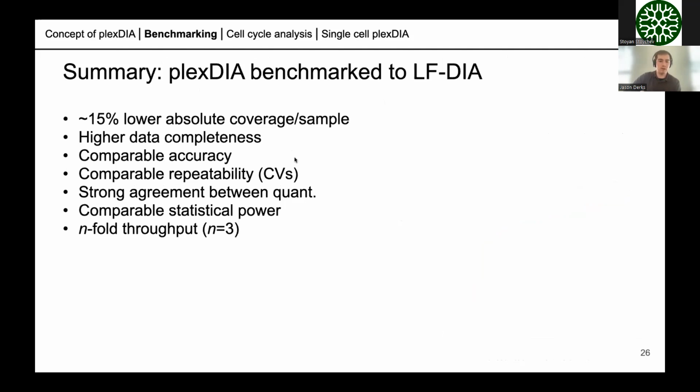The accuracy seems to be comparable. We have comparable repeatability in terms of coefficients of variation. And there's strong agreement between plexDIA and label-free DIA quantitation. We also have comparable statistical power with plexDIA. And so I think we can say that we can increase the throughput of plexDIA seemingly multiplicatively. And in this case, we've used a 3-plex using mTRAQ, which is what is commercially available currently.